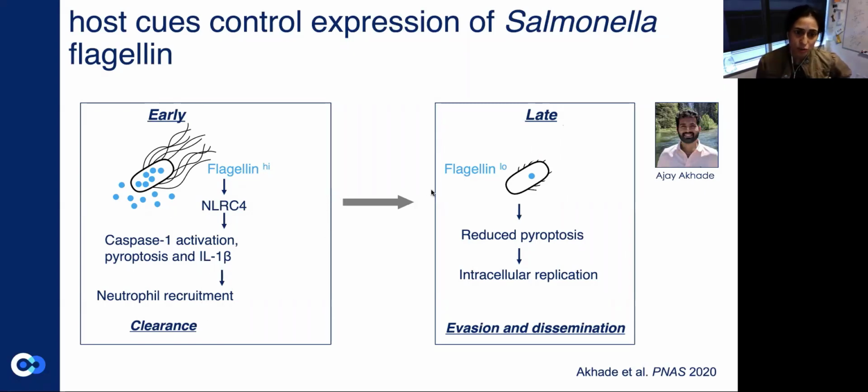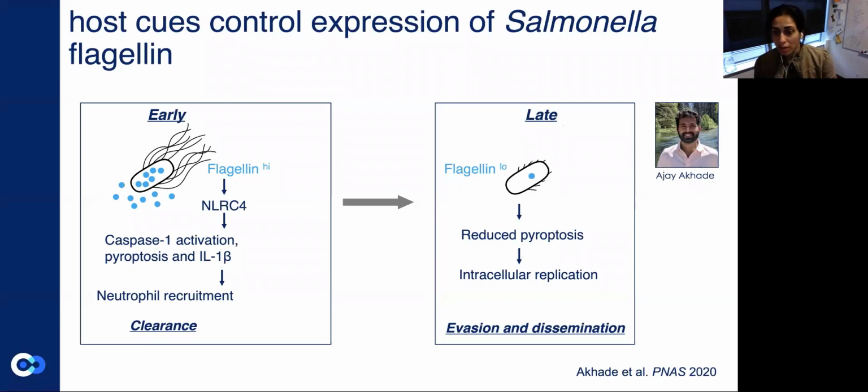And as infection progresses, Salmonella has actually evolved to downregulate expression of its flagellin and actually evade recognition by NLRC4. This leads to reduced pyroptosis, intracellular replication, and actually intracellular survival of the bacterium, which enables its evasion and its dissemination. So these macrophages are cargo cells that can carry it to systemic sites. And so, it was known for a long time that Salmonella switches from this flagellin high to flagellin low phenotype, but how it actually does that was not entirely clear.